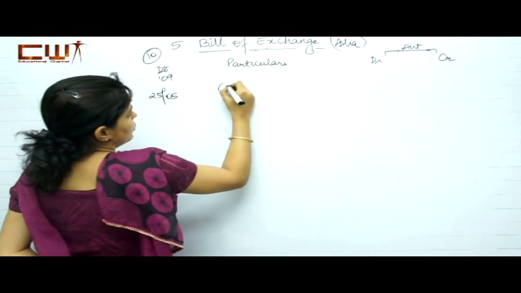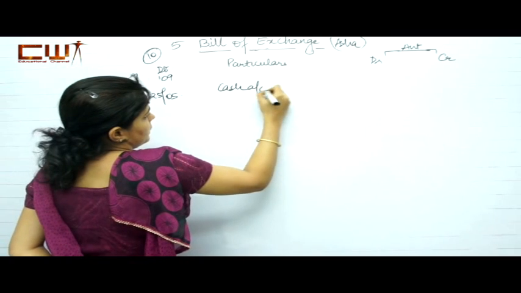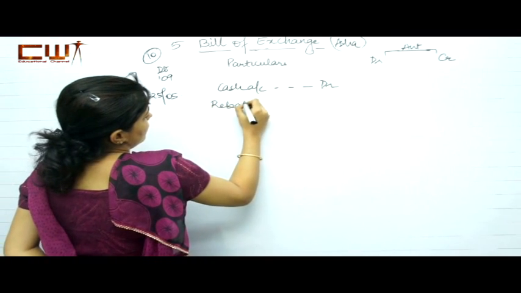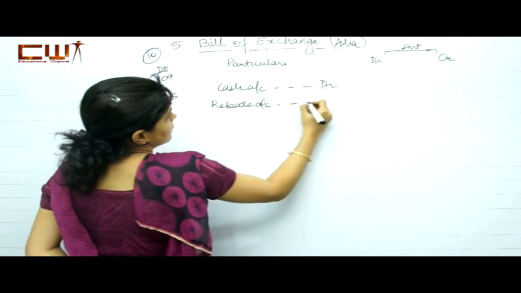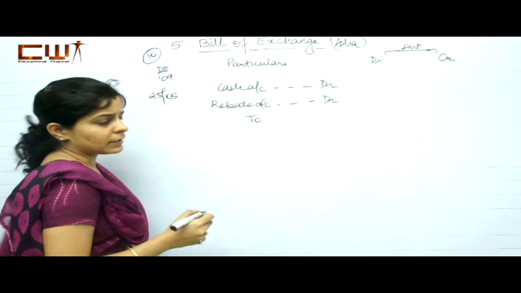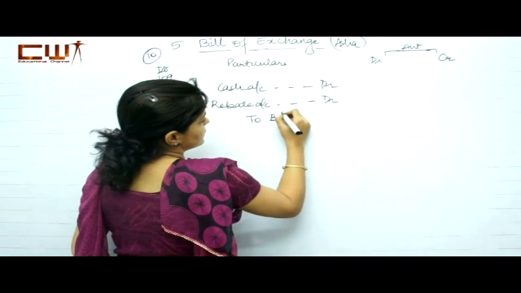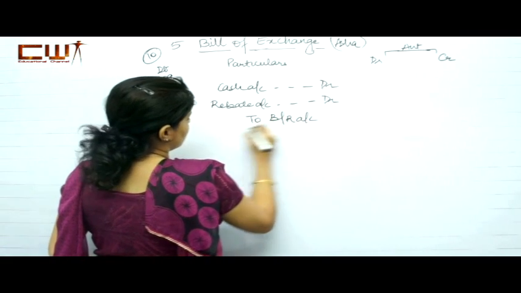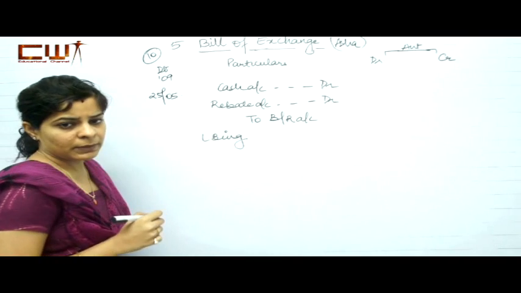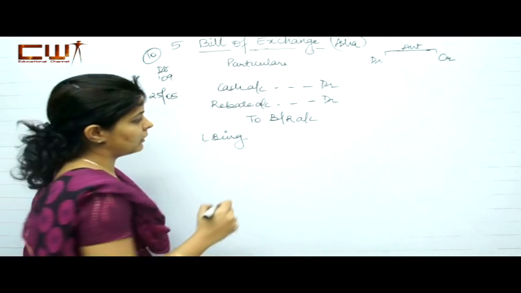Right? How much money are you receiving? You are receiving something in cash. You are getting a rebate, that is a kind of a loss to whose account? That is through what you are getting? Bills receivable. Submit the bills receivable, get the money. Being cash received under rebate.